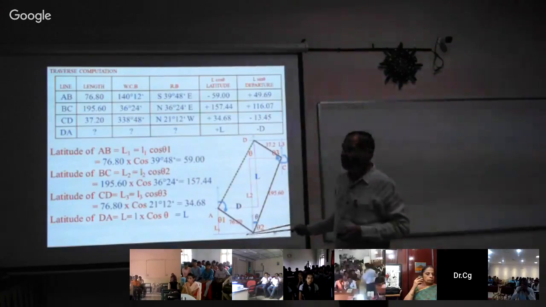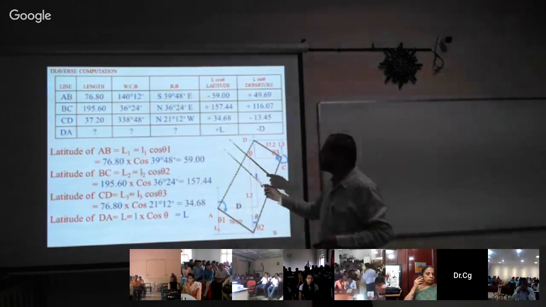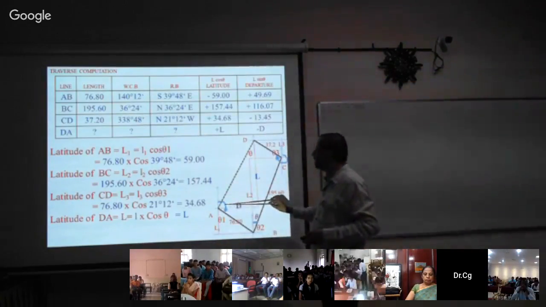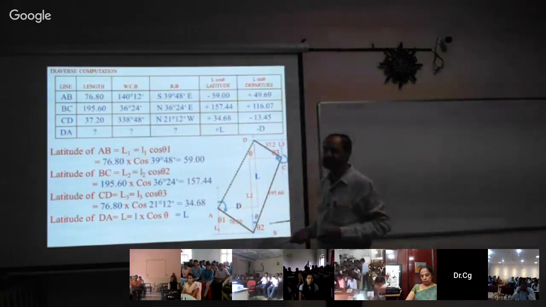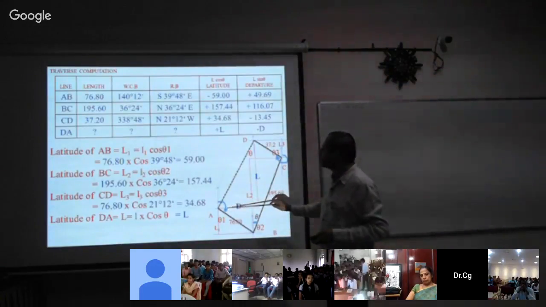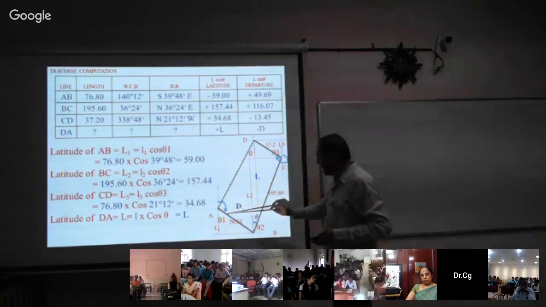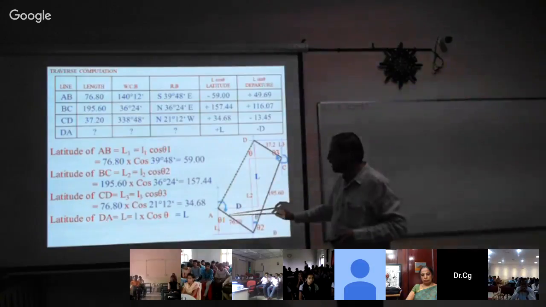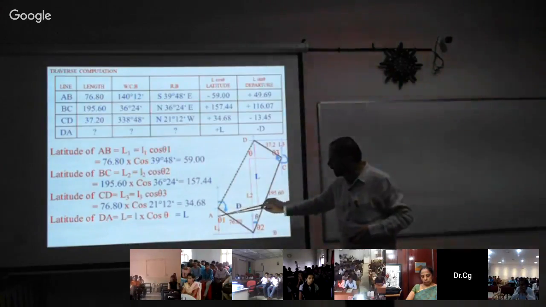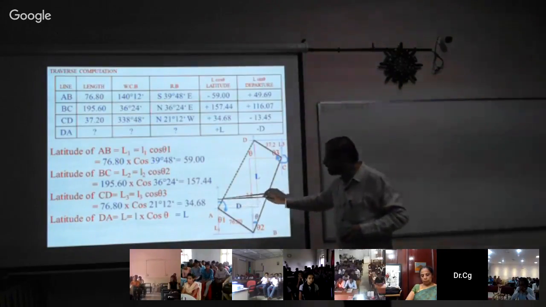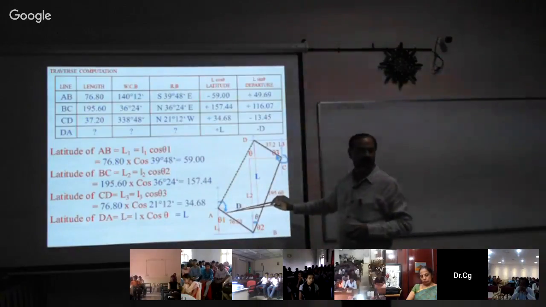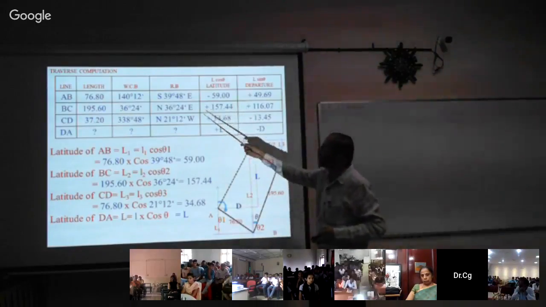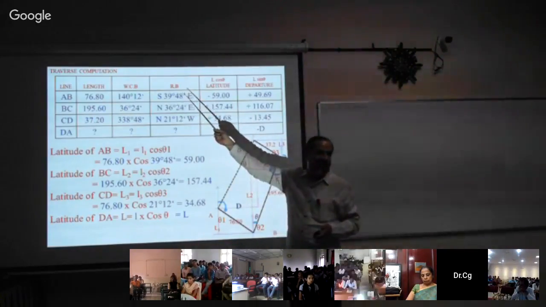76.8 meter long, and the whole circle bearing is given as 140 degree 12 minutes. Now convert this, that is AB, into quadrant circle bearing. Therefore the quadrant circle bearing is 180 minus the bearing, that becomes 39 degree 48 minutes.